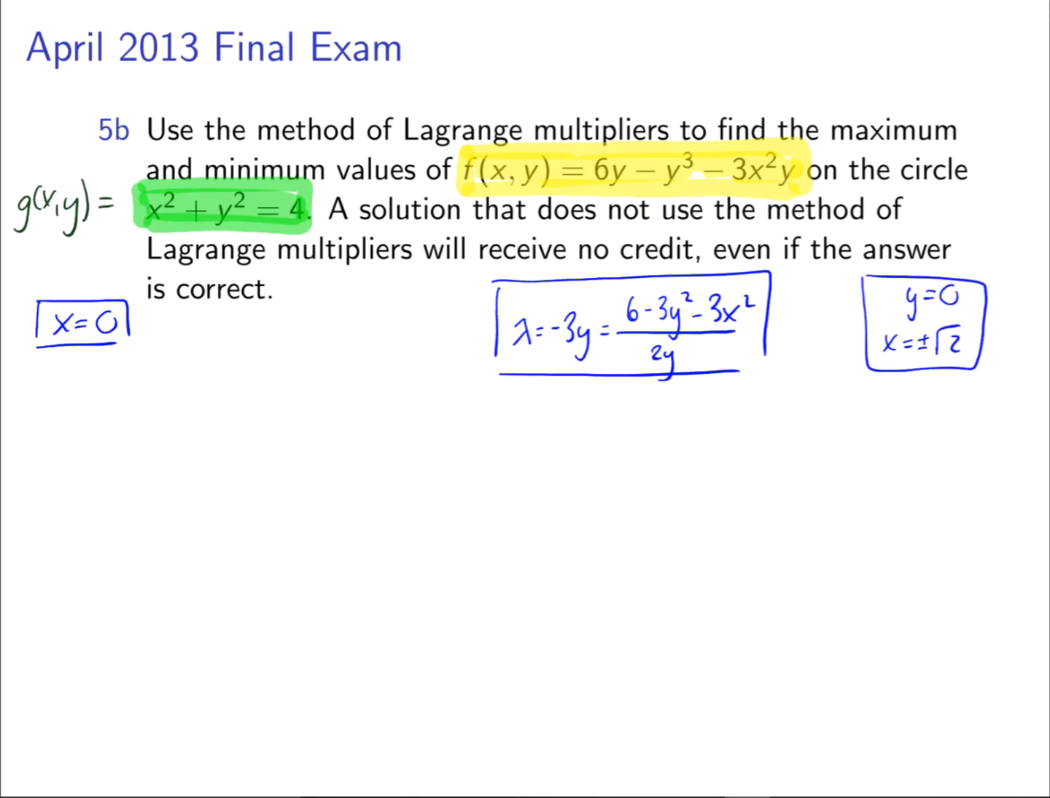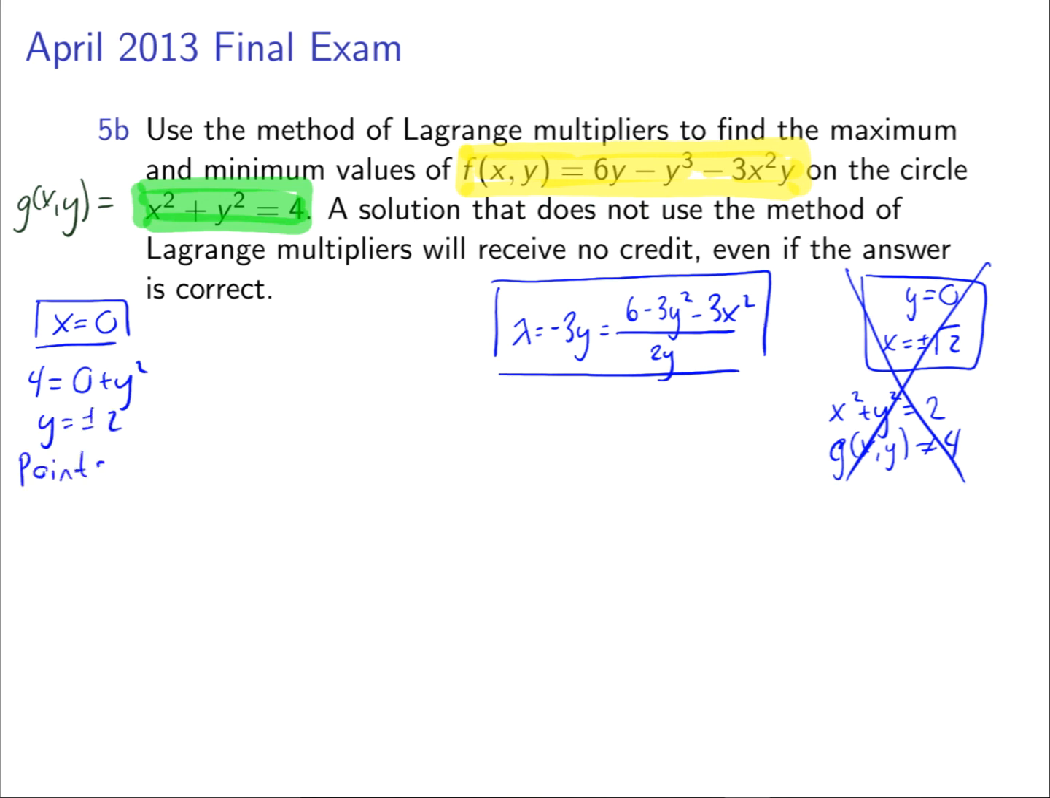So here are the 3 scenarios that I need to consider. The one on the right is the easiest to think about my constraint. I need x squared plus y squared to be 4. But in this case, it's just 2. So my constraint is not satisfied, so I don't care about this point. And now I'm down to considering just 2 scenarios. In the scenario that x is equal to 0, I plug this into my constraint, and I get that y is equal to plus or minus 2. So the points I get to consider are 0 and plus or minus 2.